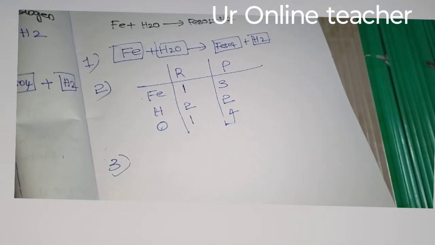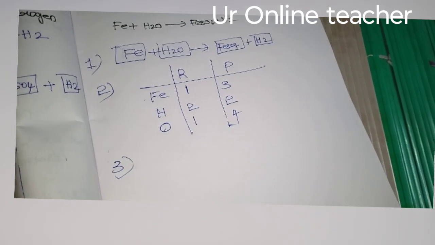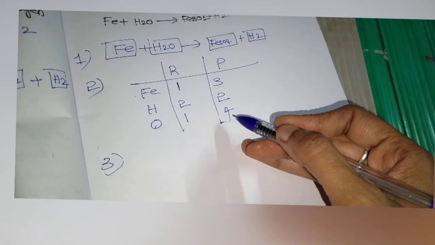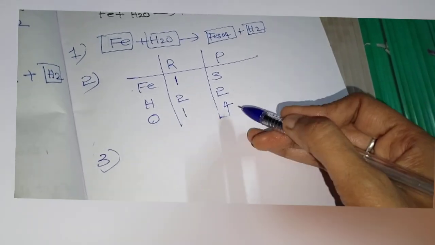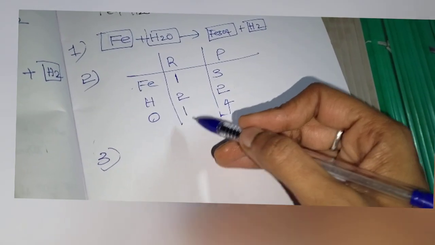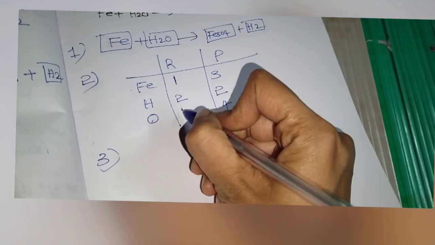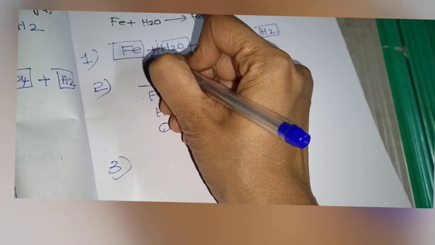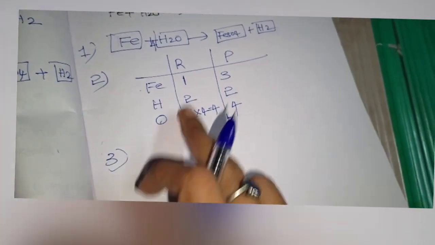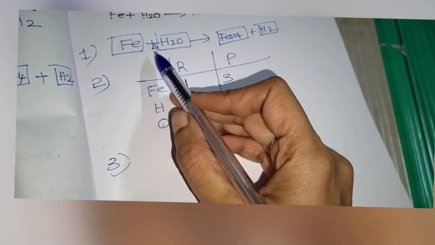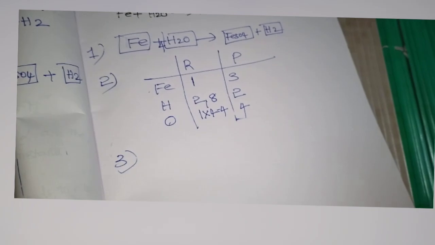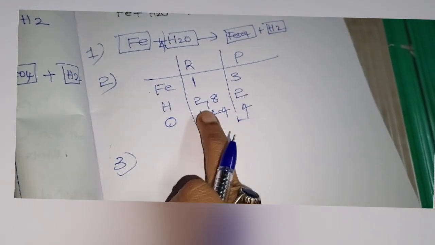Initially we have to balance with the element which has the maximum number of atoms. So we can see here oxygen has the maximum number of atoms, it is having 4, but here it is having only 1. So to make it 4, multiply it with 4. So here we multiply it with 4. Now we got oxygen as 4, but along with that hydrogen is also changed. It became 4 twos, 8.